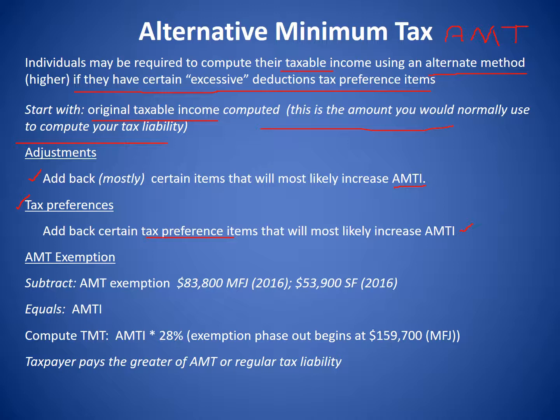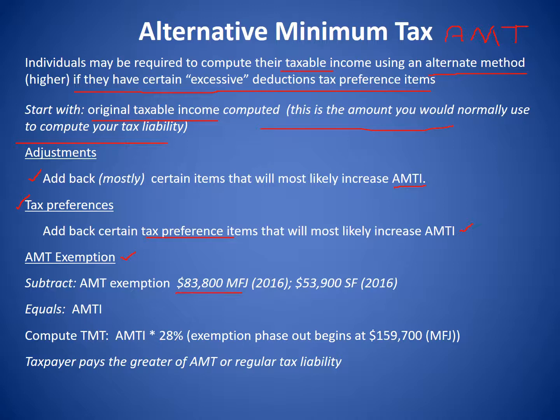Now, from those amounts, we include what we call the tax exemption. The AMT tax exemption means that these amounts are exempted from the AMTI computation. And in 2016, the exemption amount was $83,800. So it's not that hard, especially for a double income family, to hit this amount.